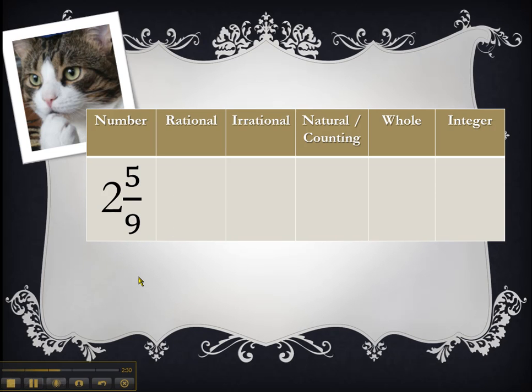2 5/9. Okay, this is rational. I can put it in the form A over B, but also if I change it to a decimal, it's going to repeat. That's it.